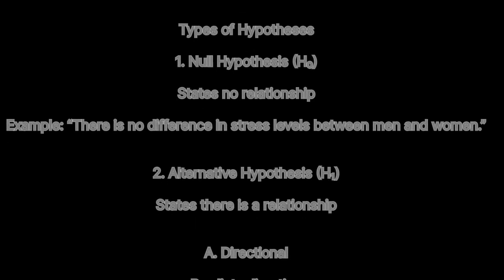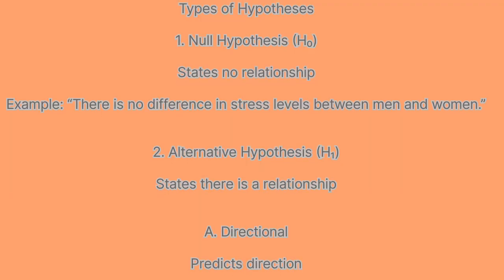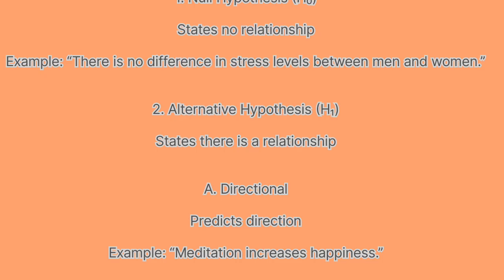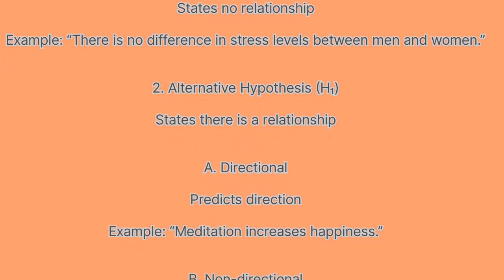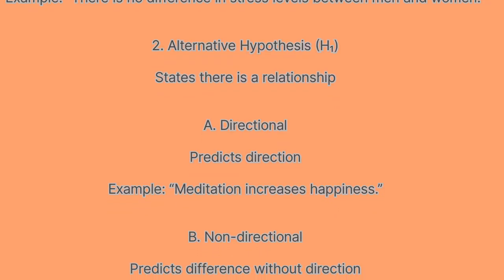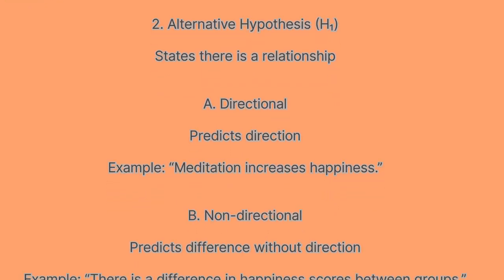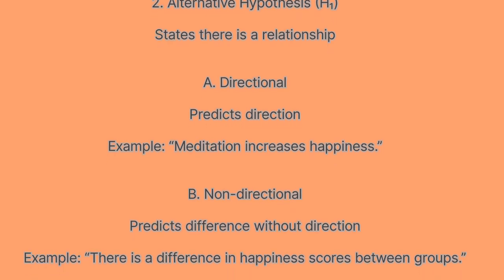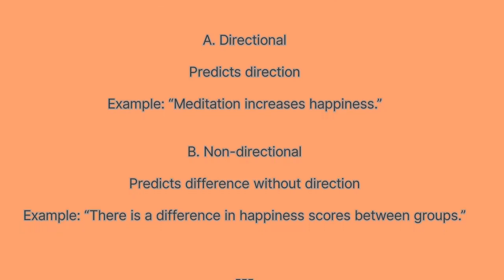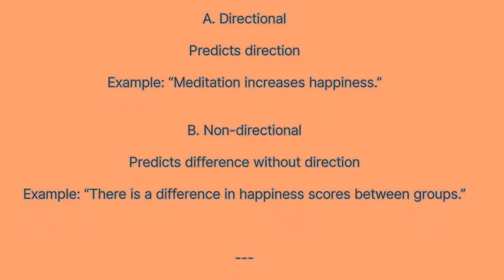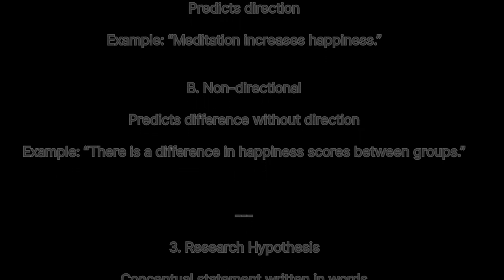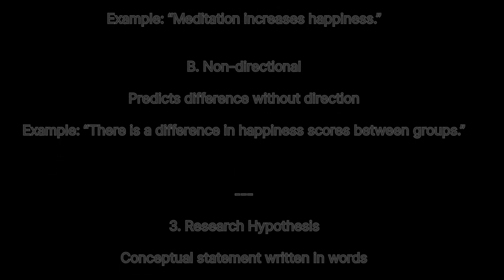Next is H1, the alternative hypothesis, which states there is a relationship. It may be directional or non-directional. A, directional, predicts direction. For example, meditation increases happiness. B, non-directional, predicts a difference without direction. There won't be any proper direction. For example, there is a difference in happiness score between groups.